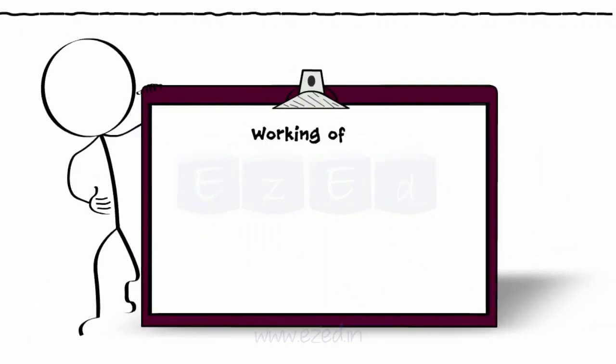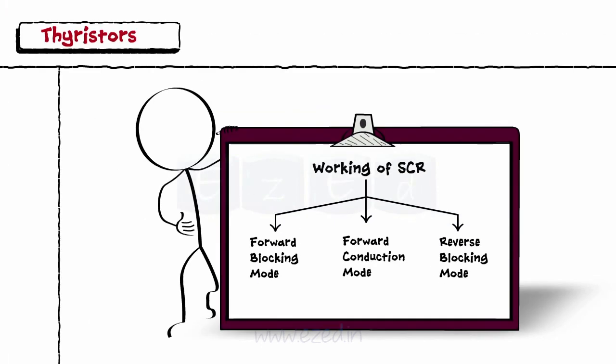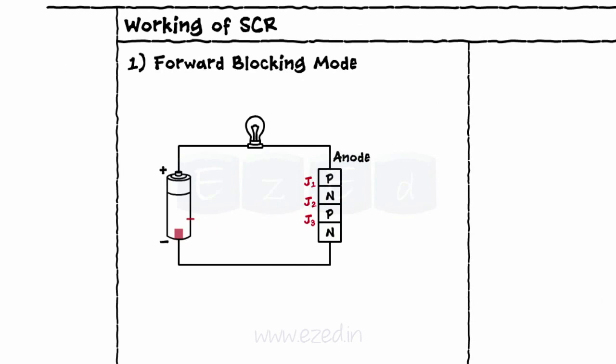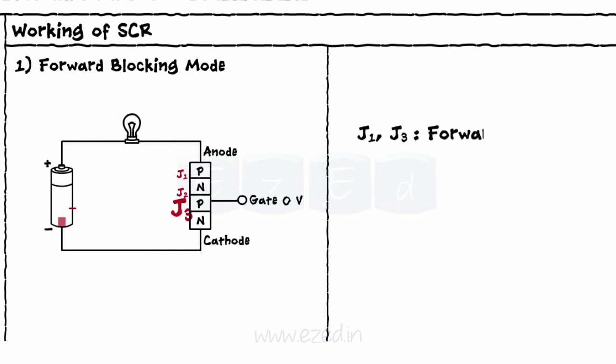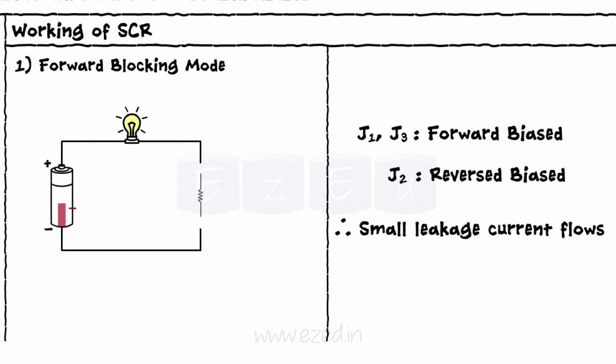Now let's see the working of the SCR, which is divided into 3 modes as forward blocking mode, forward conducting mode and reverse blocking mode. In forward blocking mode of operation, anode is given a positive voltage, while cathode is given a negative voltage, keeping the gate at 0 potential, that is, disconnected. Thus, junction J1 and J3 are forward biased, while J2 is reverse biased, due to which only a small leakage current flows. During this mode, the SCR offers very high resistance to the flow of current and is said to be in the off state.